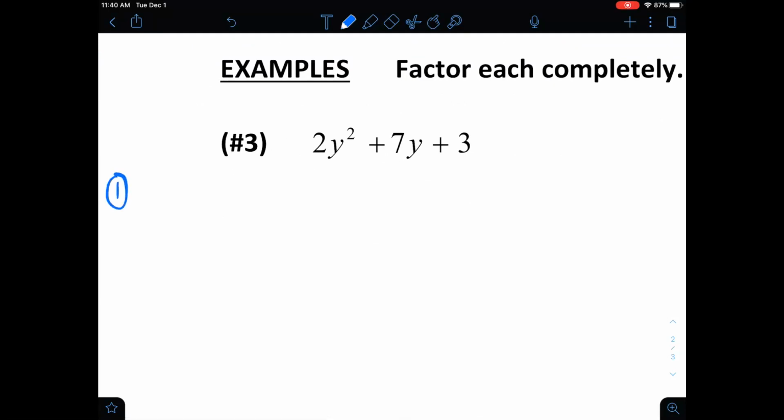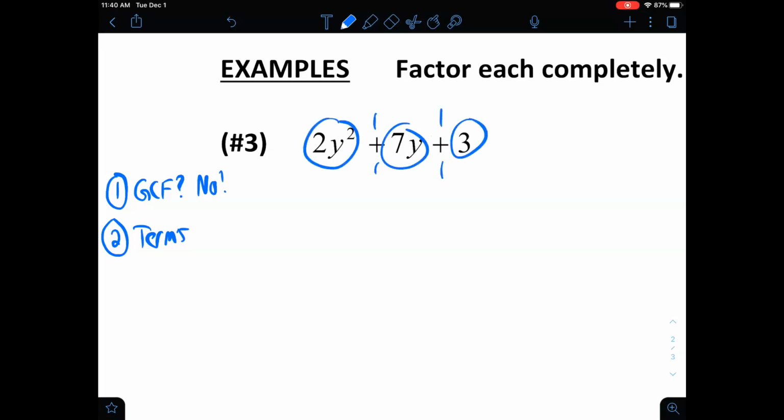All right, step 1 again. We're doing any kind of factoring. What do we look for? We look for a GCF. So is there a number that goes into 2, 7, and 3? Well, 2 and 3 are both prime numbers, so that's going to be no. Step 2 is to look for the terms. How many things are separated by addition and subtraction symbols here? You can see we have 1, 2, 3 terms. So we have 3 terms.